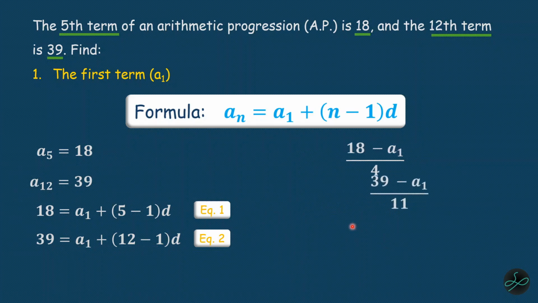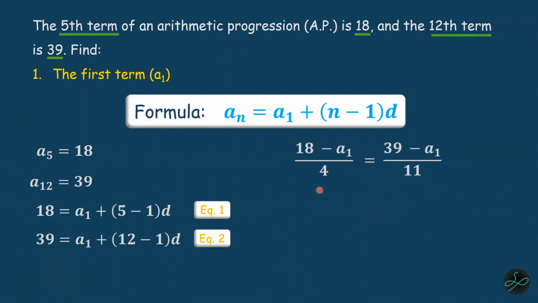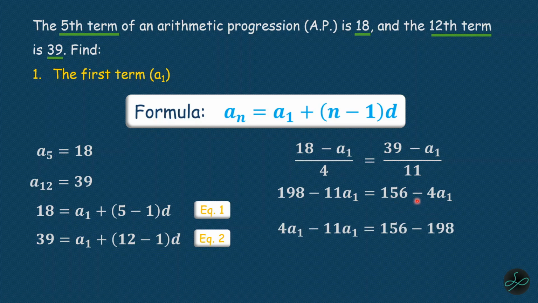Equating both expressions on the right side gives us the following equation, in which only a sub 1 is the unknown term. Let's go ahead and do cross multiplication here. 11 times 18 is 198, minus 11 a sub 1 equals 4 times 39 is 156, and then here, minus 4 a sub 1. Transposing negative 4 a sub 1 here goes there, and 198 here goes on the other side. This gives us negative 7 a sub 1 equals negative 42. And then, the answer to the first question in the problem is 6. That would be the first term in the progression.